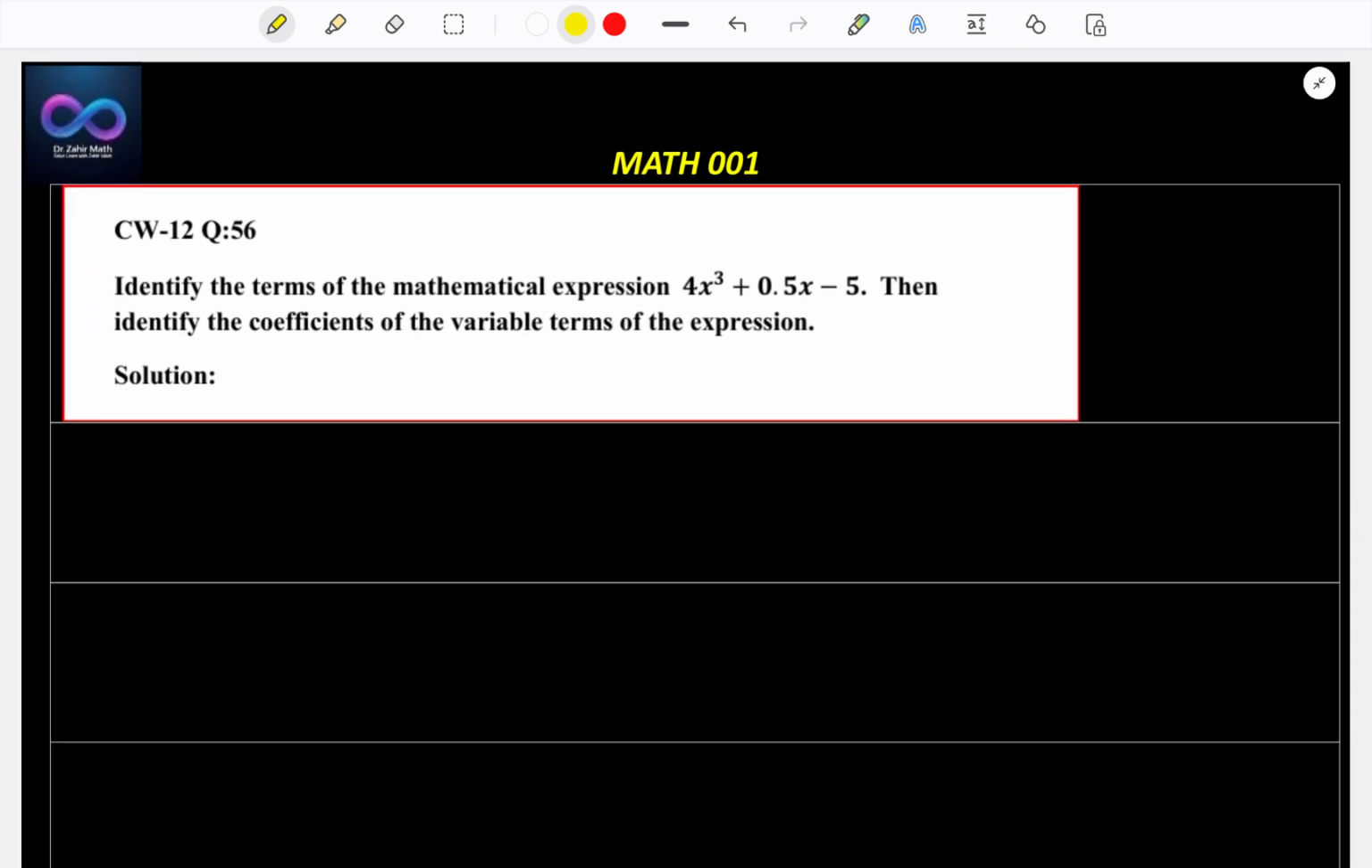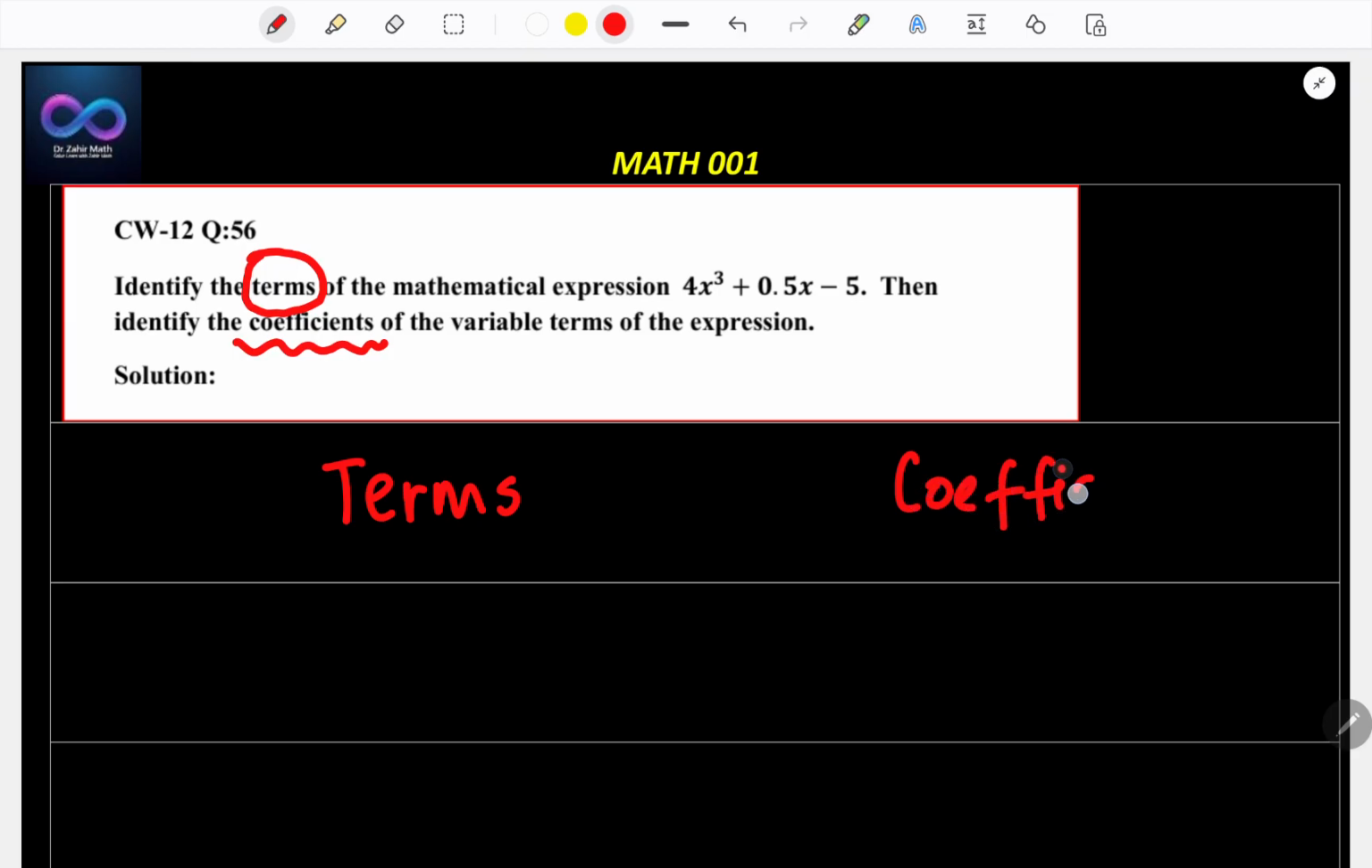Identify the terms of the mathematical expression. So here you are going to study 2 English words. One is terms. Another one is coefficients. The 2 English words you are going to study are terms and coefficients.